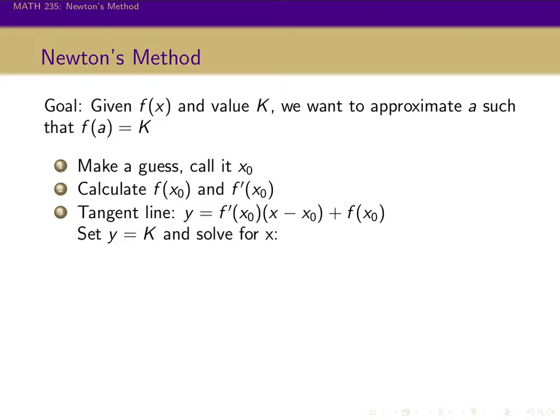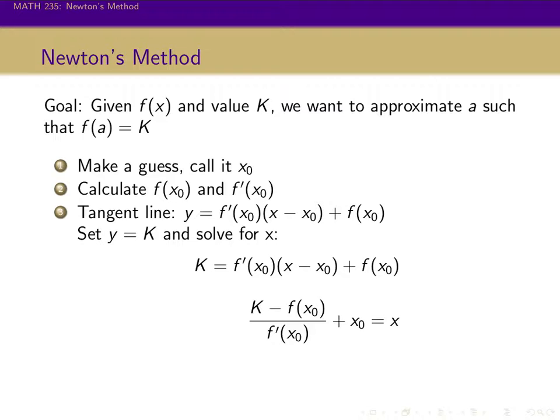Next, we're going to take this tangent line and replace y with k, and then solve for x. So this is plugging k in for y, and then the same process that we had before where we're solving for x. We bring f of x over, divide by f prime, and add x naught at the end. And so we get this nice formula for x: x naught plus k minus f at the point, divided by the value of the derivative there.